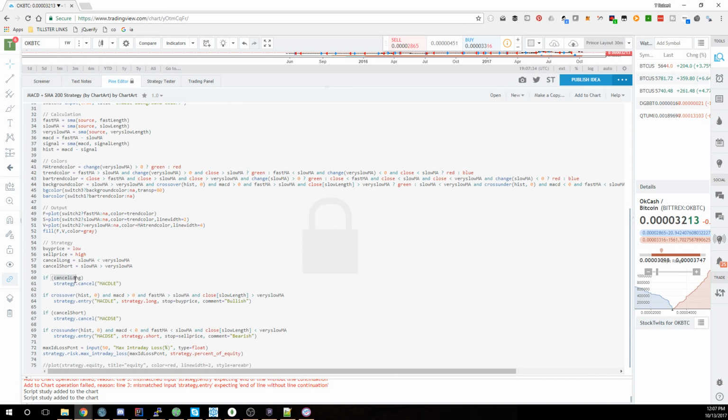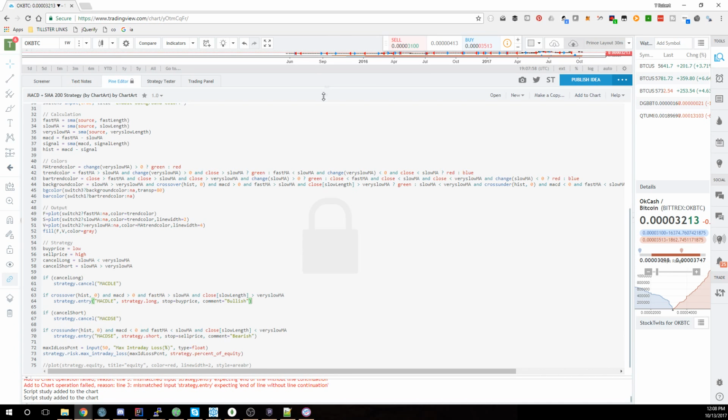If the candle long strategy, we're going to cancel, right? If we are crossing over our histogram, and our MACD is greater than 0, and our fast-moving average is greater than our slow-moving average, and the close at our slow length is greater than our very slow-moving average, then enter a long.